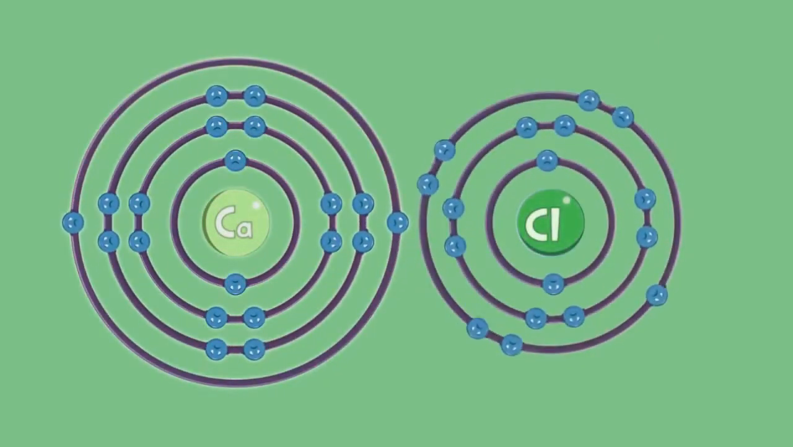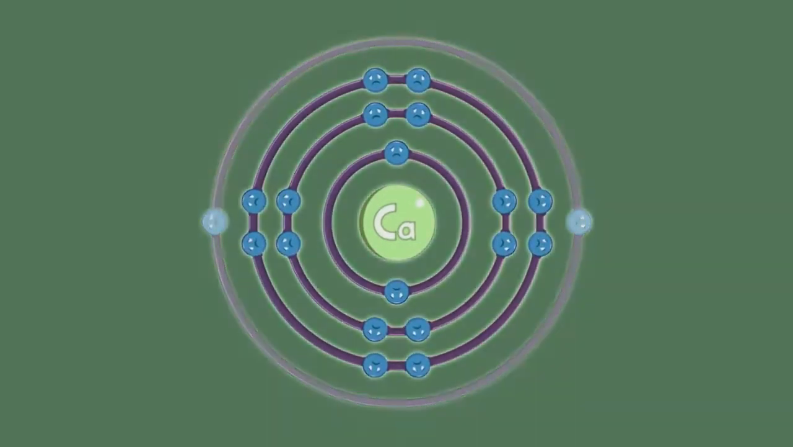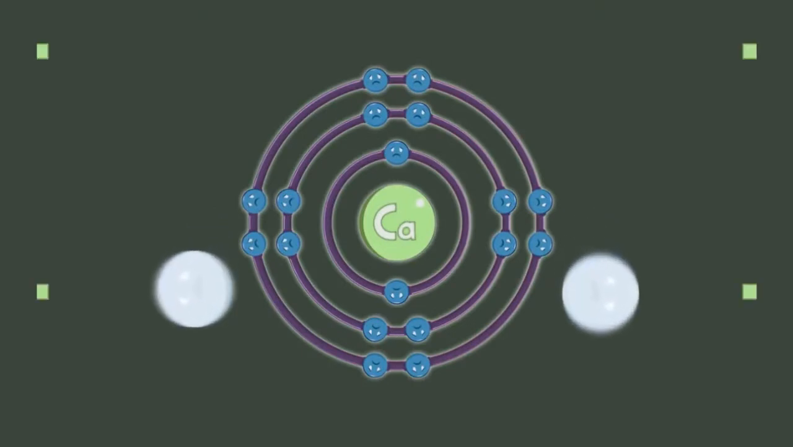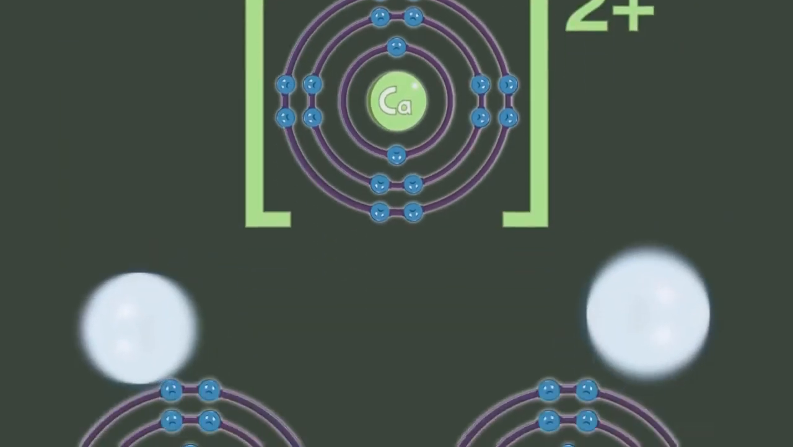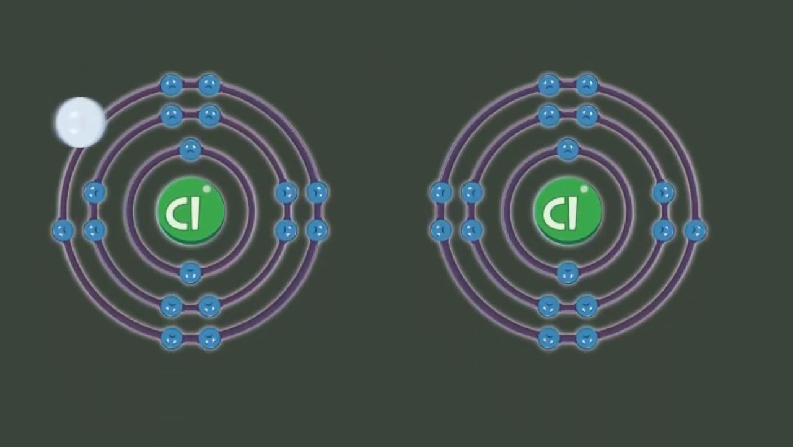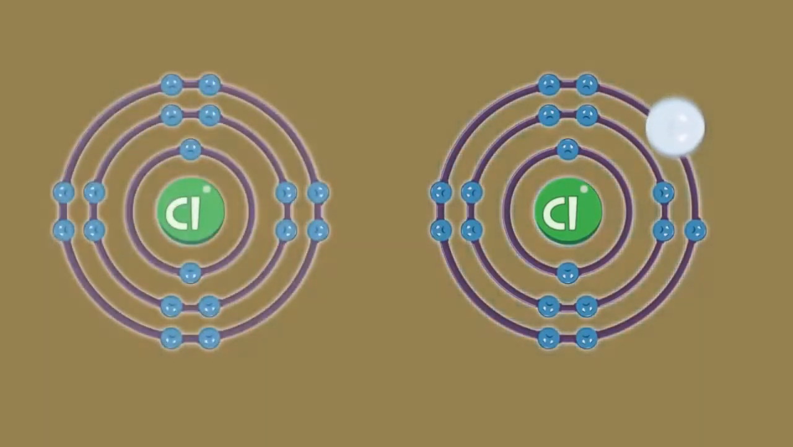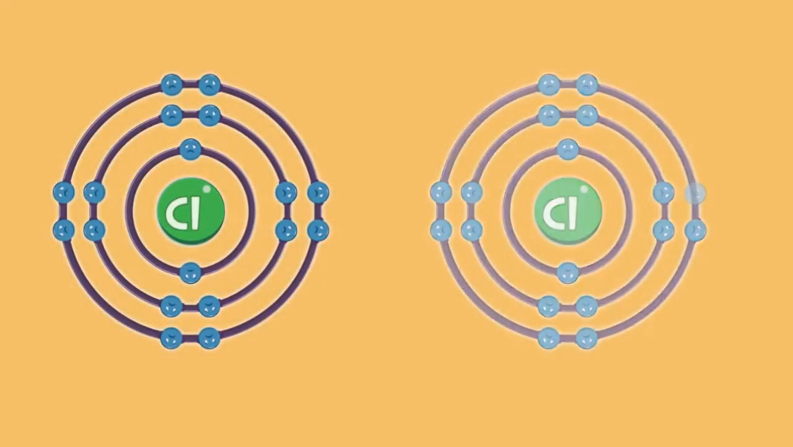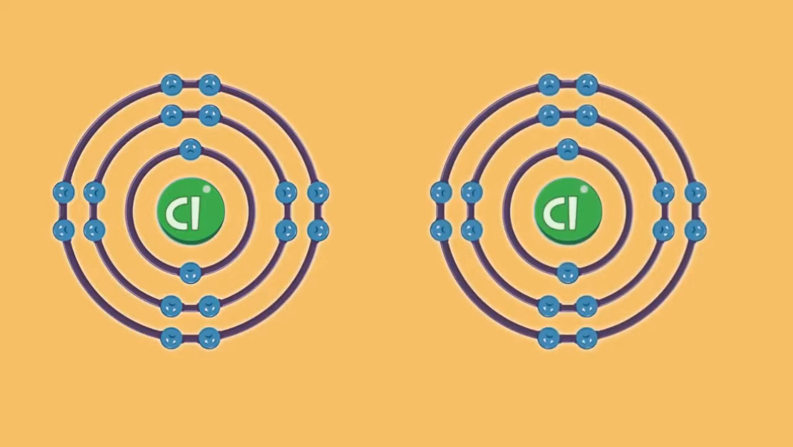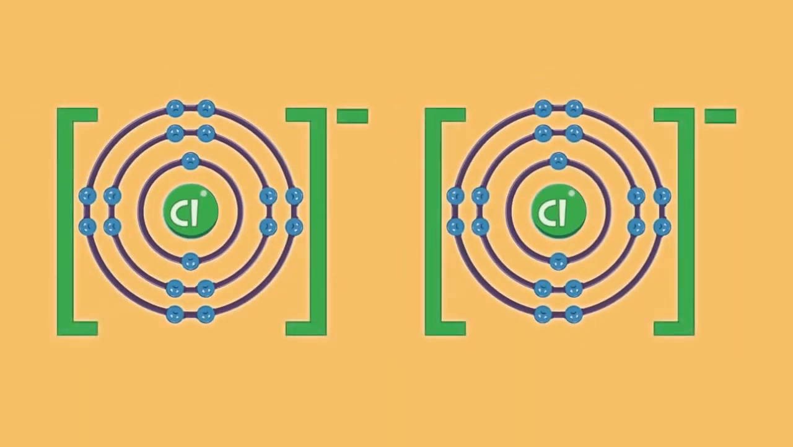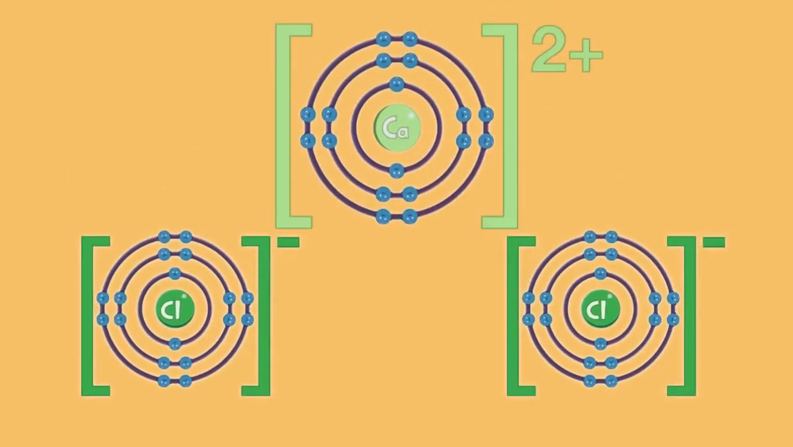Now, let's look at calcium and chlorine. Calcium loses 2 electrons to form a calcium ion. One of these electrons is transferred to a chlorine atom, and another is transferred to another chlorine atom, forming 2 chloride ions. The calcium ion is electrostatically attracted to the 2 chloride ions because the opposite charges must fully balance each other out.